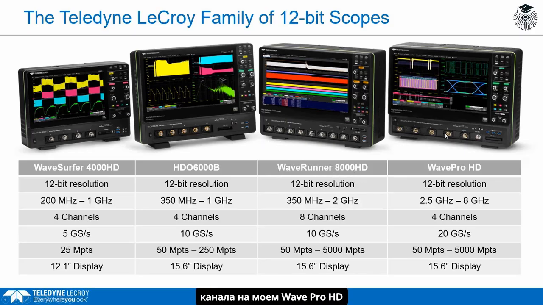So I've got 4 channels on my WavePro HD. This is really my favorite scope. It's got a nice big screen. It's touch screen, 4 channels, 8 gigahertz bandwidth, 12-bit resolution. It's got an acquisition buffer that's as large as 5 giga samples. Huge acquisition buffer. Never used all of it. Great scope. What's not to like about it? So let's go into my lab and do this measurement of ground bounce.